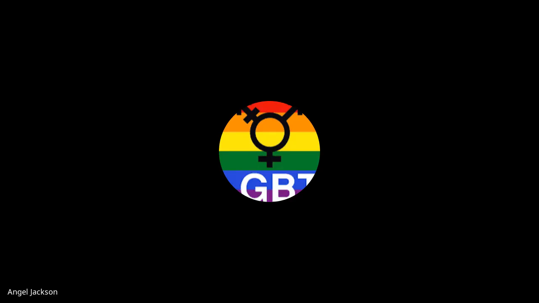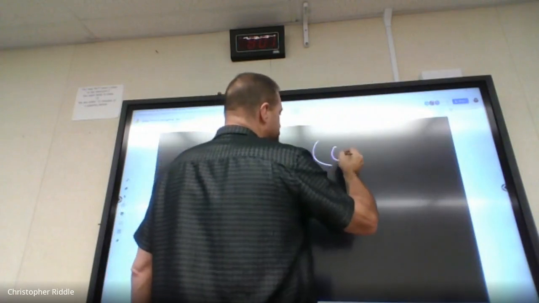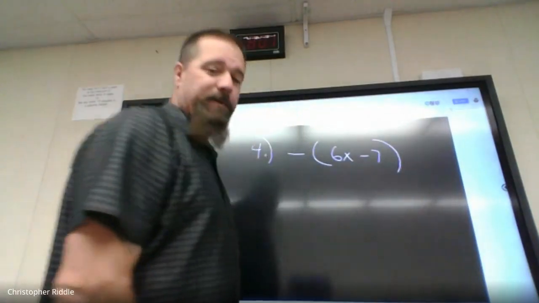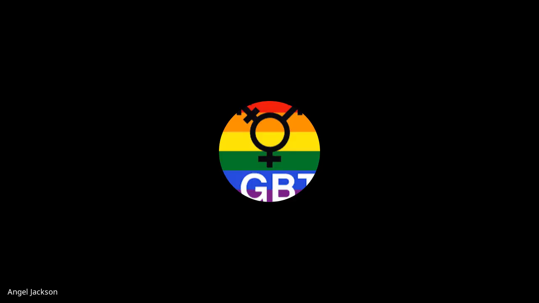Sam, hurry up, he's outside. Number 4 is negative 6x minus 7. All right, who's going to do that one, Ashley or AJ? Sorry, it's kind of noisy.